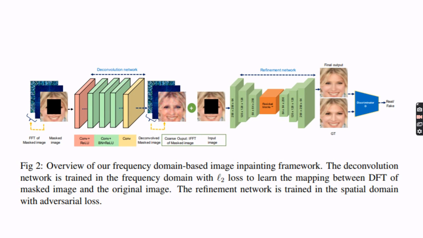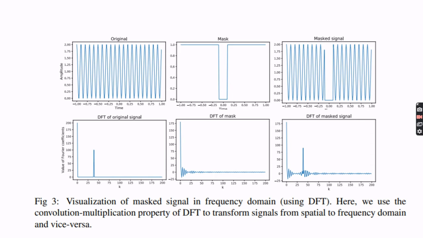The overview of a frequency domain based image inpainting framework. The deconvolution network is trained in the frequency domain. Losses have been learned for mapping DFT for the masked image and the original image. The original image can be something which has a ground truth, but masking such a patched layer can also give a good amount of information. These are some of the masks which they give in terms of the filters.